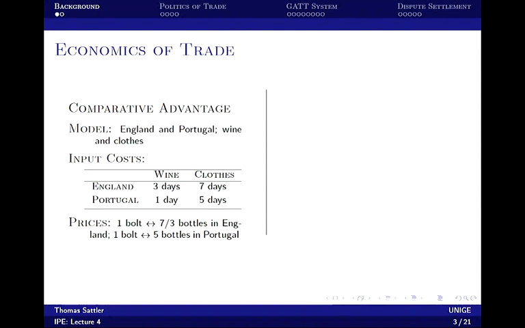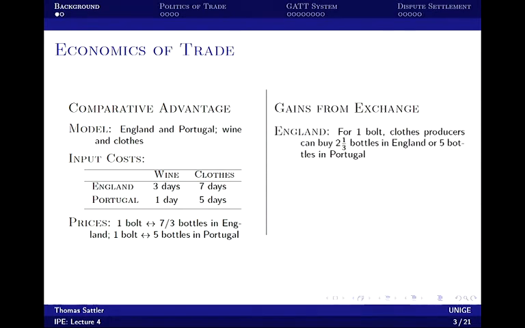But if you go to England, you just need 2 1/3 of a bottle to buy the same amount of clothes, right? So you're way better off buying your clothes in England. So these are the gains from exchange. For 1 bolt, clothes producers can buy 2 1/3 bottles in England or 5 bottles in Portugal. Of course, they go to Portugal.